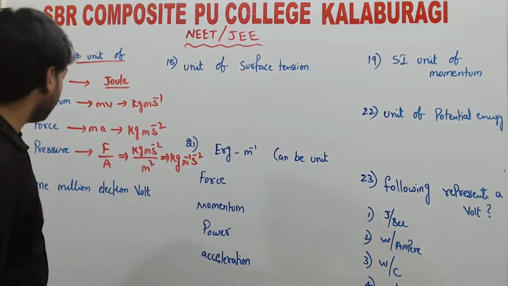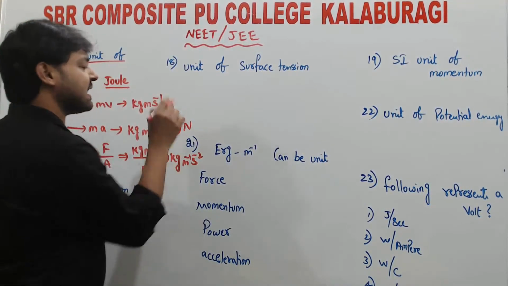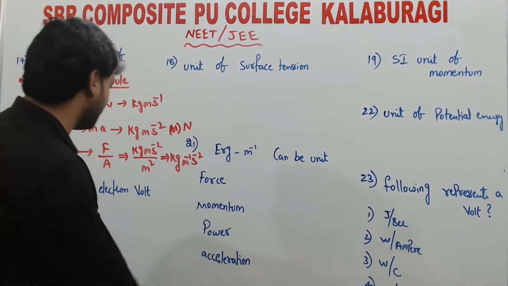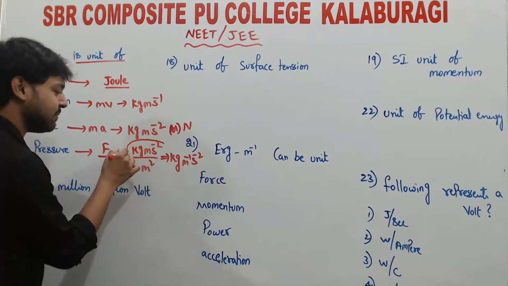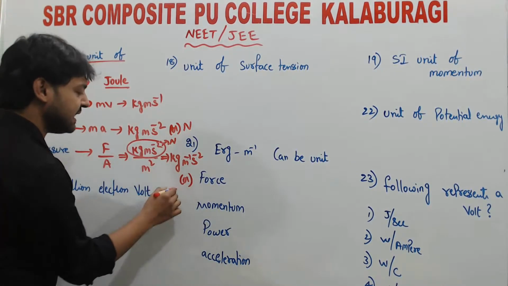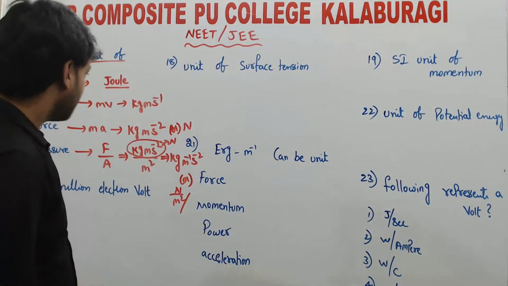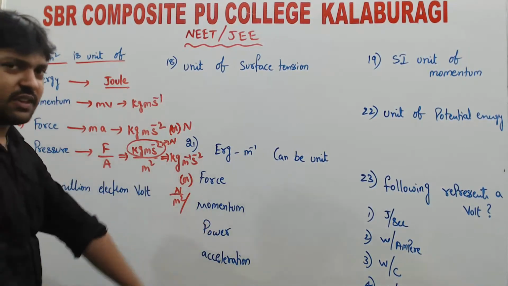Or one more unit for force. So kg meter per second square, we can write it as Newton also, and here also we can write kg meter per second as Newton. So another unit is Newton per square meters. So all the things I have written, it will be useful for the further questions.